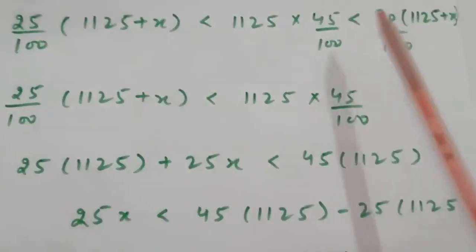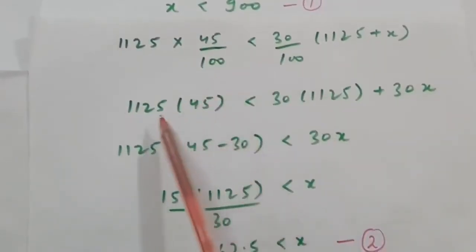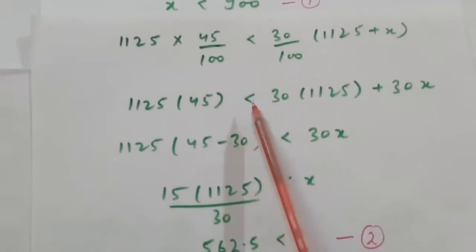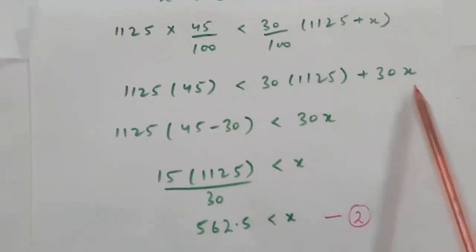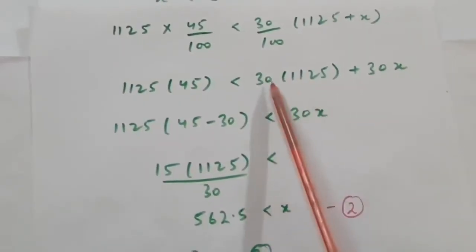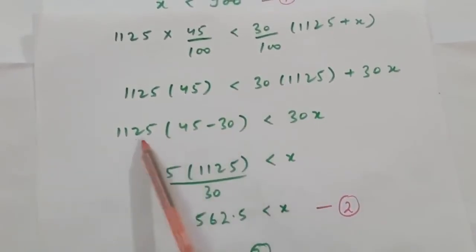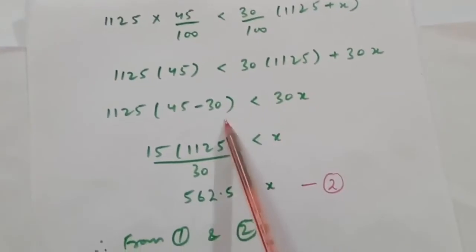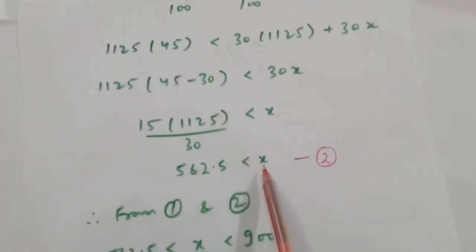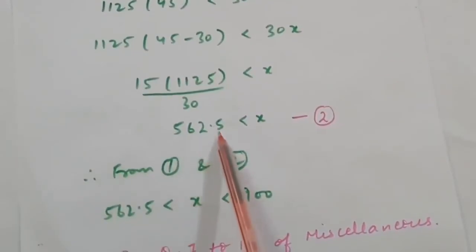Now we will take the second part, and solving this, first of all multiply 100 on both the sides. Then you will get 1125 into 45 less than 30 into 1125 plus 30x. Keeping 30x here only and subtracting both the sides with this quantity, you will get 1125 into 45 minus 30. Dividing both the sides now by 30, you will get x greater than 562.5.